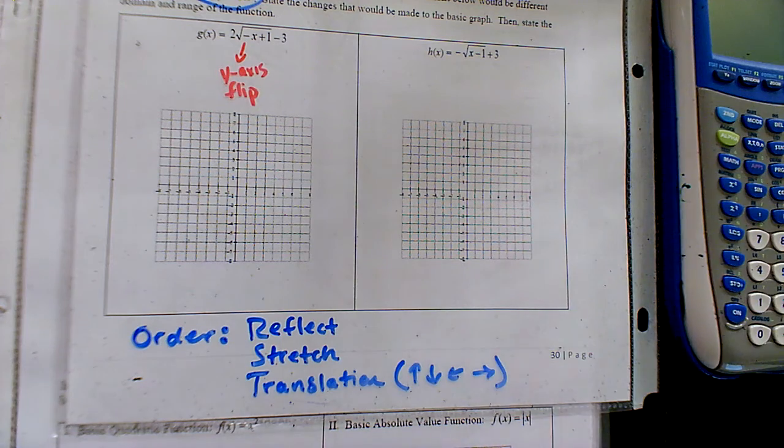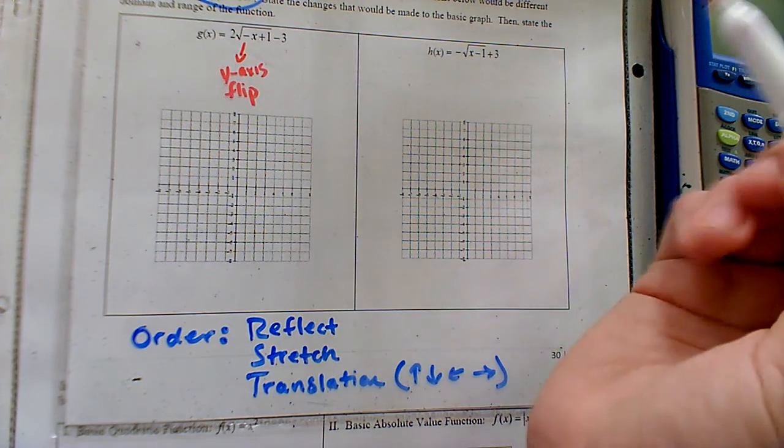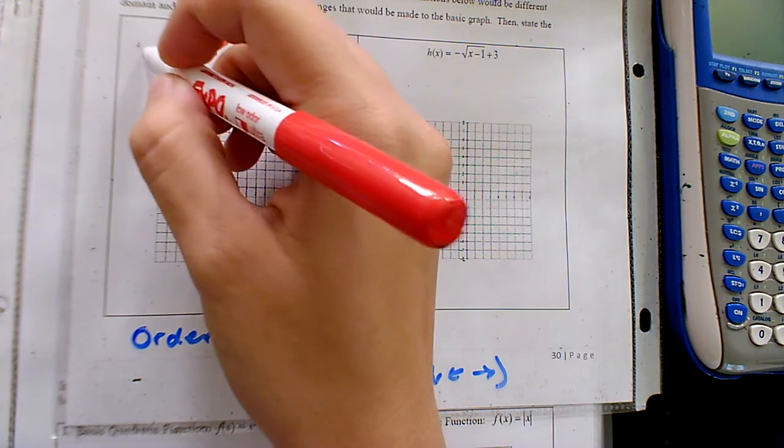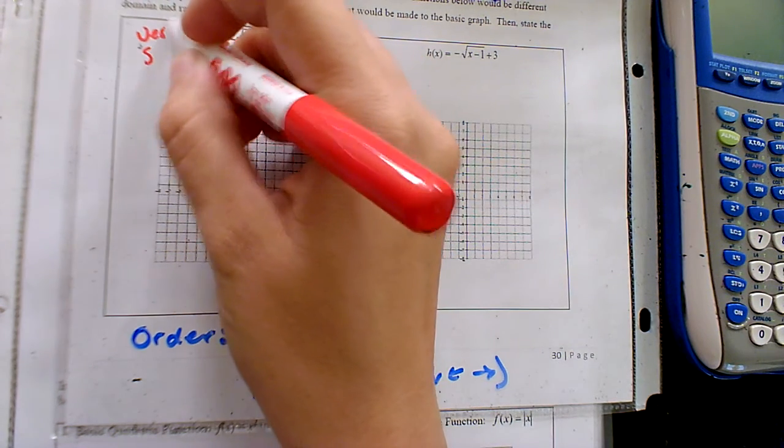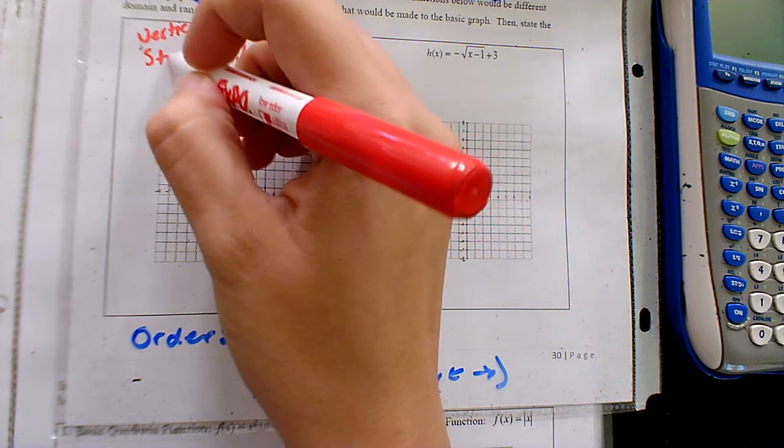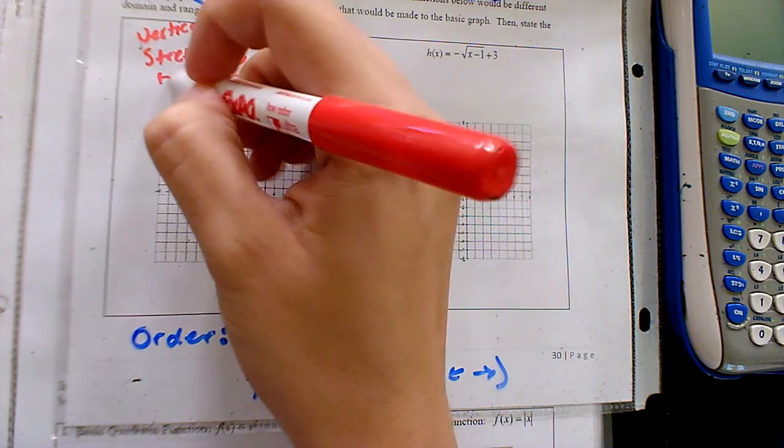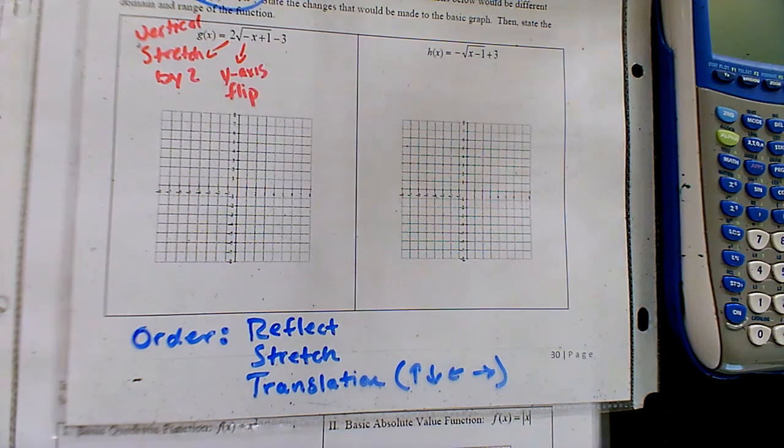All right. Do we have a stretch? What do you think, Mike? Yeah. Where is it? Because of the two on the outside. All right. So this is our vertical stretch by 2. So we're going to double all the heights. We're actually going to make it very tall.